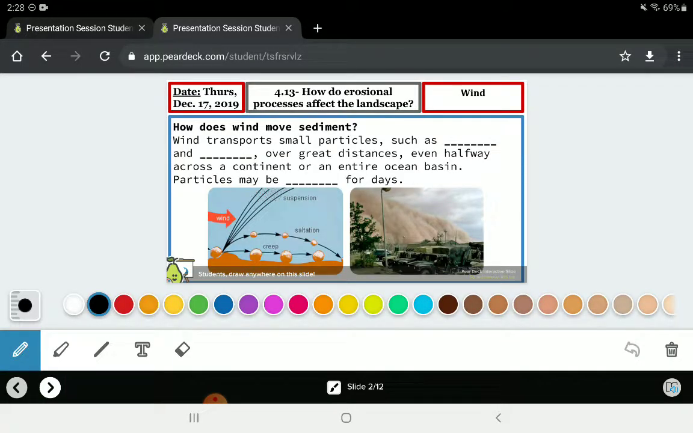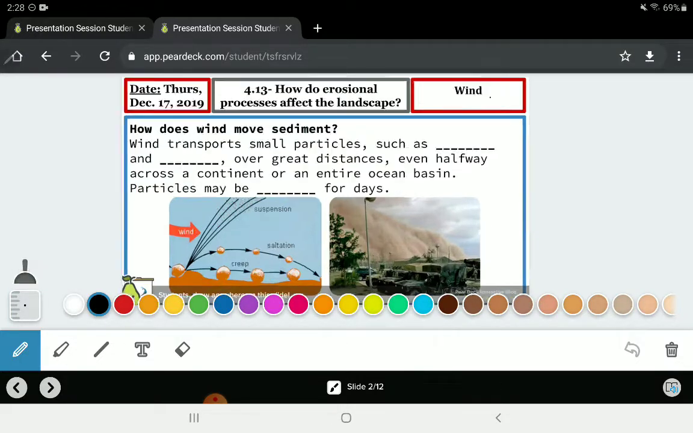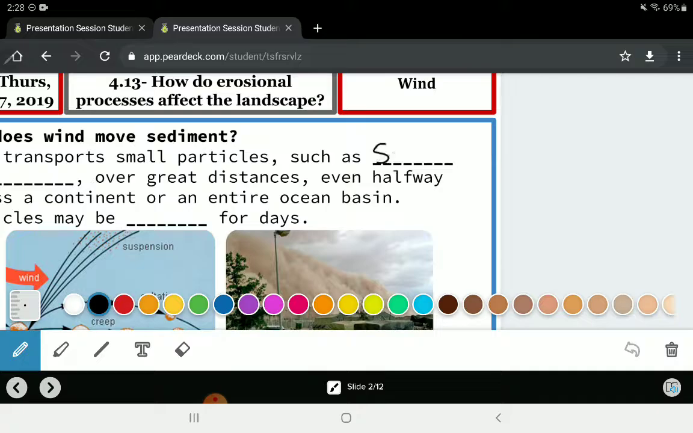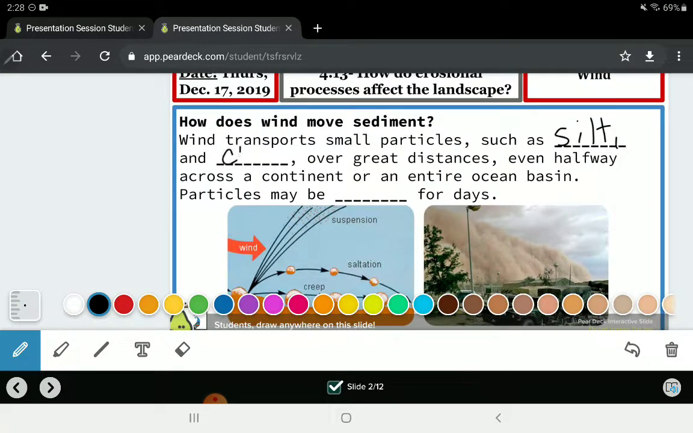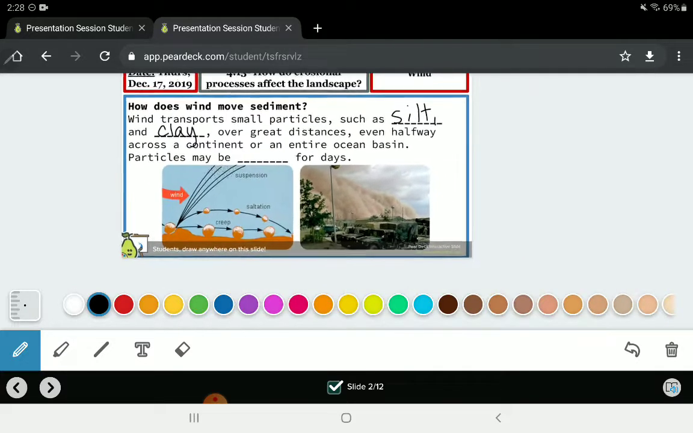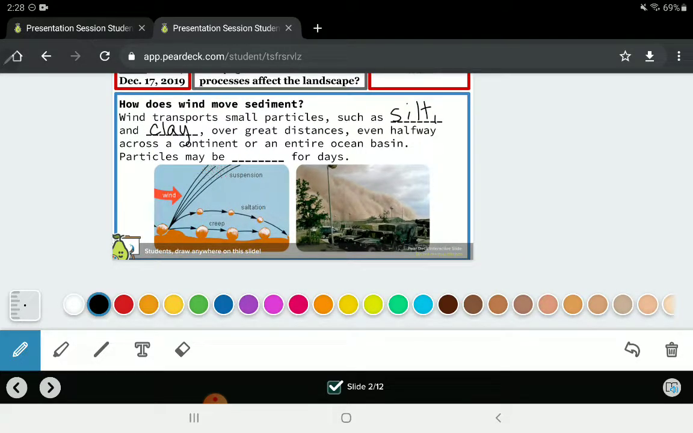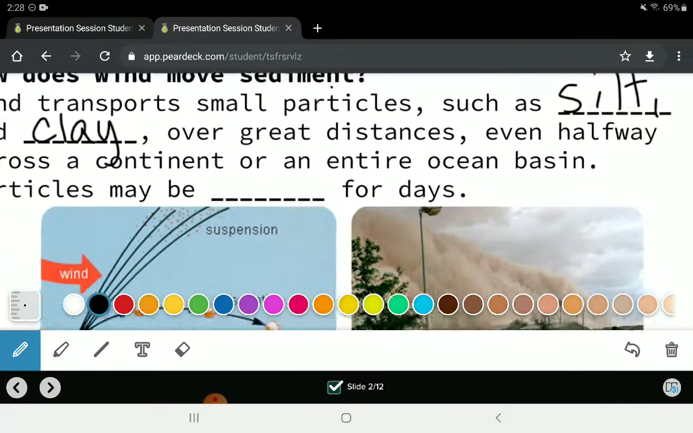So one erosional agent we're going to talk about is wind. So how does wind move sediments? Wind transports small particles such as silt and clay. It also moves sand as well. Silt and clay over great distances, even halfway across a continent or an entire ocean basin. Particles may be suspended for days.